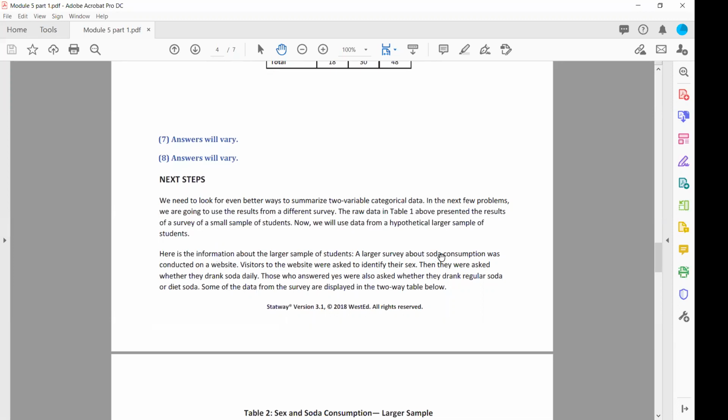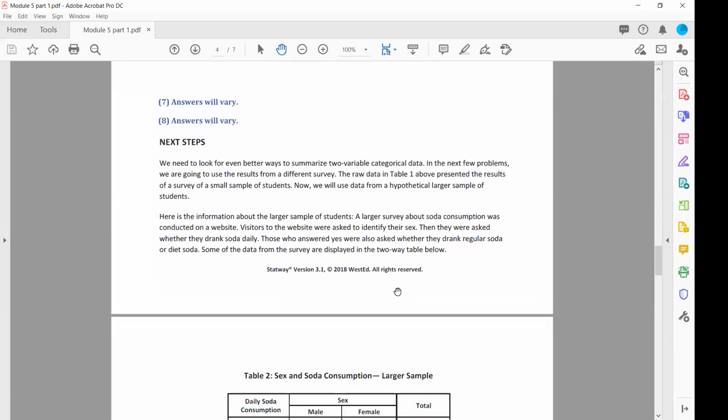A larger survey about soda consumption was conducted on a website. Visitors to the website were asked to identify their sex. Then they were asked whether they drink soda daily or not. Those who answered yes were also asked whether they drank regular soda or diet soda. So as you can see, we get more categories. Some of the data from the survey are displayed in the two-way table below.